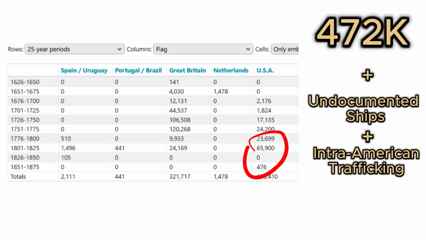I guess that's around the time trafficking across the Atlantic became illegal in the US. But we know that the Emancipation Proclamation wasn't until 1865. So that's 40 years that slavery was still going on, and likely a lot of smuggling.